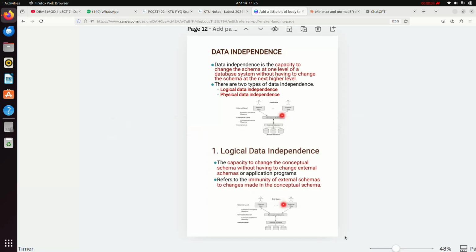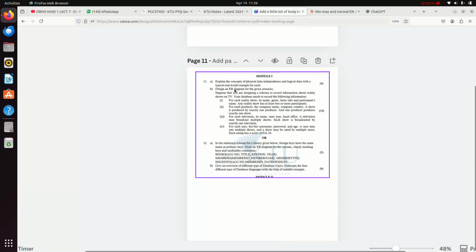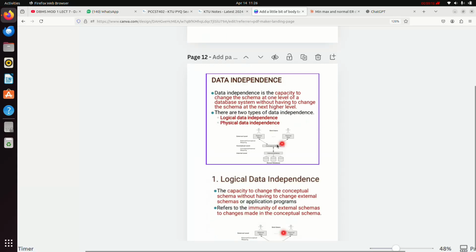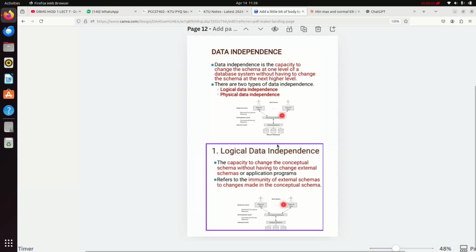So today we are going to learn about data independence in DBMS. This is a previous year question, as you can see here. Explain the concept of physical data independence and logical data independence with a typical real world example for each. For 4 marks this has been asked. So let's learn how you can answer this.